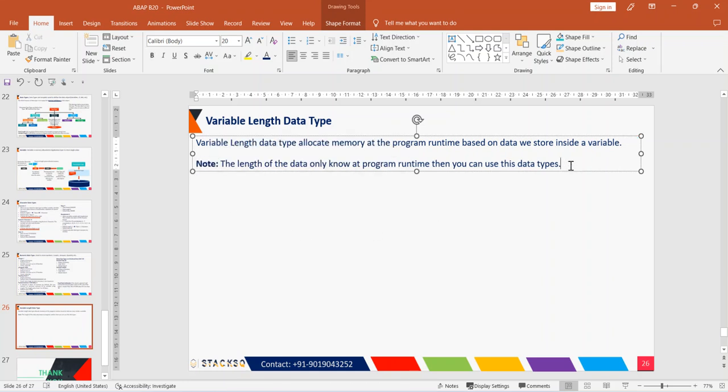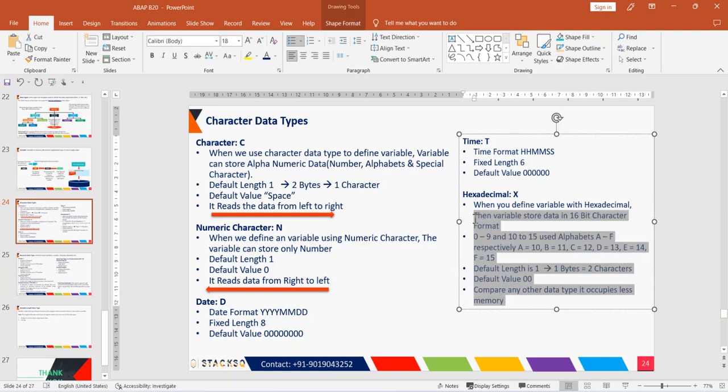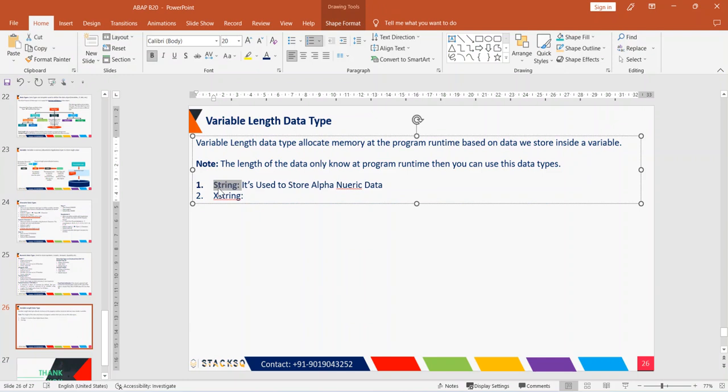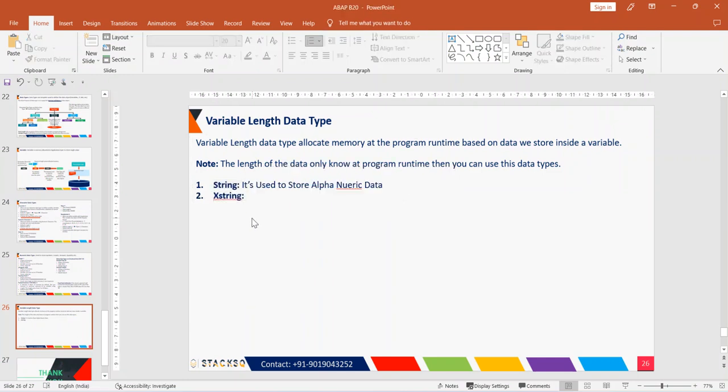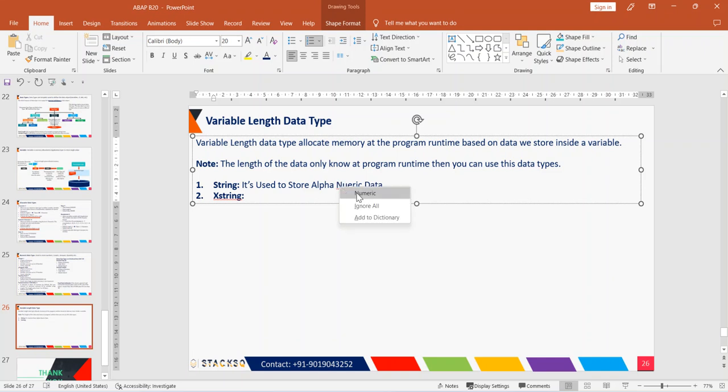Okay, so there are two types again. One is string, the other one is XString. The difference is not too much, guys. String is mainly used to store alphanumeric data. The second one is like hexadecimal, exactly like hexadecimal, no difference, only the memory allocation. The memory will be allocated at program runtime, not at the design time. That is the only difference.